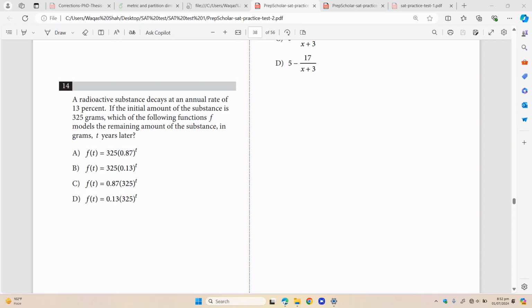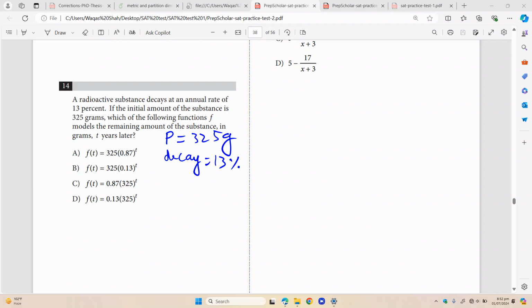In question 14, a radioactive substance decays at an annual rate of 13%. The initial amount of the substance, which we can represent as P, is 325 grams, and the rate of decay is 13%. Which of the following functions f models the remaining amount?